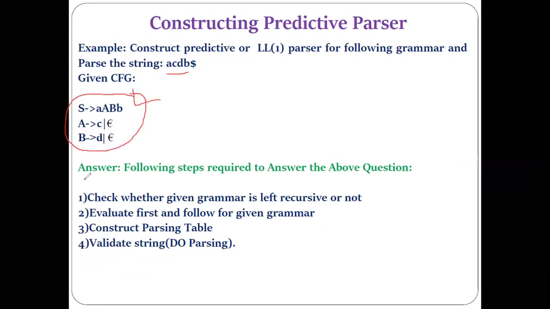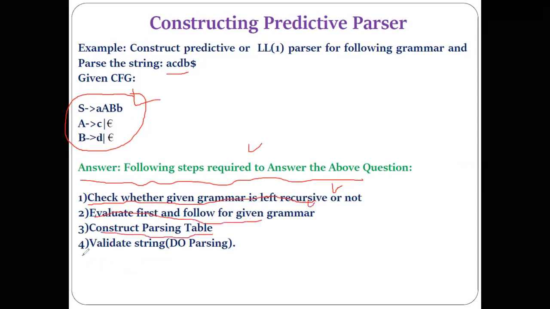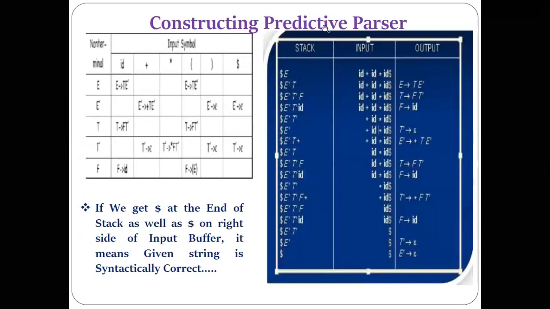Okay. Here also I have given you a hint on how you can proceed to parse this string using the predictive parser. The steps I have mentioned: check whether the given grammar is left recursive or not. That is the first thing you have to check. Evaluate the first and follow for the given grammar. Construct the parsing table and validate the string. That means do the parsing like this, by putting a dollar at the bottom of the stack, taking the starting symbol of your grammar, putting your input string here, and parsing the way I told you. I told you how this parsing is done by matching these different things.